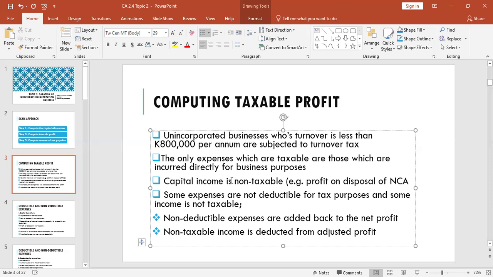Capital income is non-taxable. For all the capital income, say we've got a non-current asset and we sell that non-current asset, the profit that we get is not taxable for tax purposes.